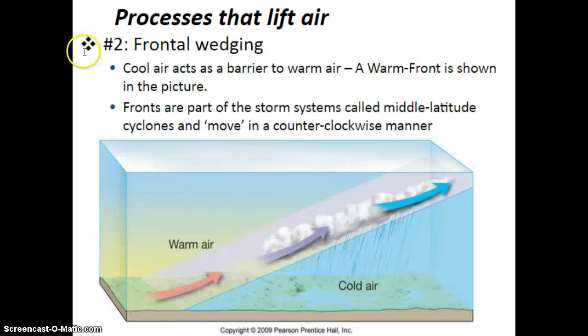The second process is called frontal wedging. Now here I have a warm front colliding with the cold front. It just says that the warm front is traveling faster than the cold air, so it's going to collide with it. As it collides with it, the warm air is forced upward. This barrier here is the warm front that's shown here. This is what's got the moisture and the heat, so it's going to rise. Fronts are part of storm systems called middle latitude cyclones, and we'll learn more about these in our upcoming chapters. And these move in a counterclockwise manner.